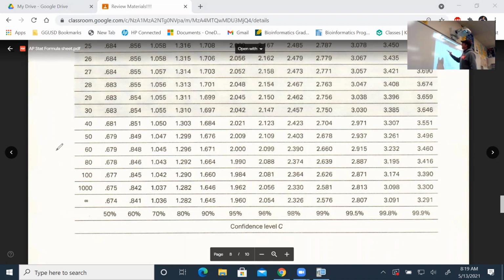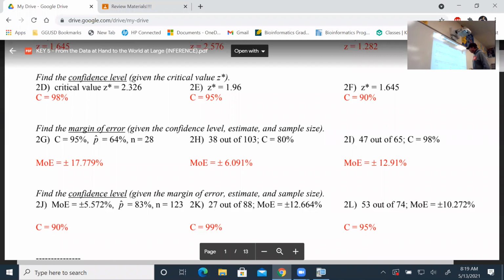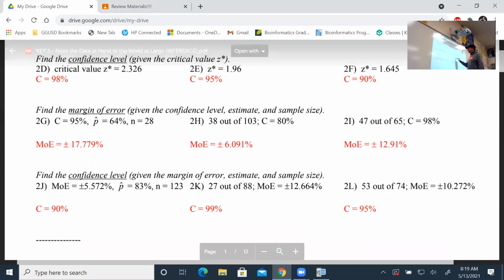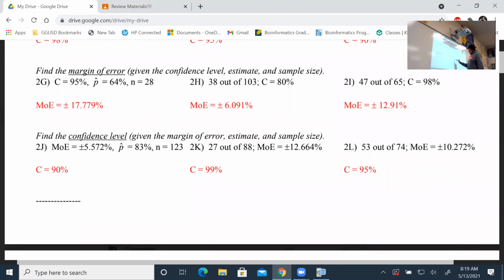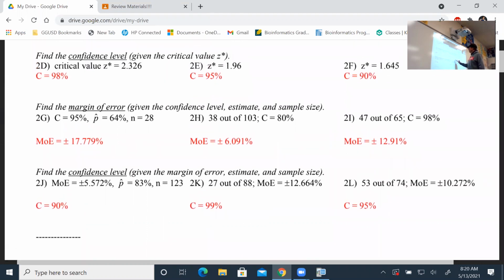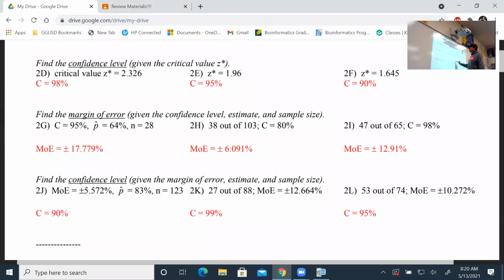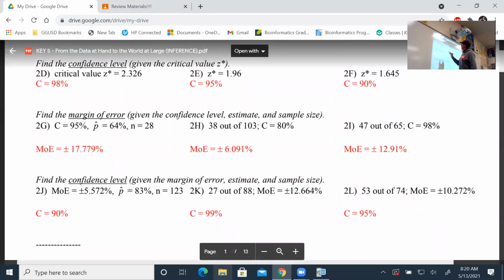I'm walking you through how to find some things here. Now, the next one is find the confidence level given the margin of error. Okay, I'm sorry, we did that already. Okay, here we go. Find the margin of error. Sorry about that, I lost track of my spot here. Find the margin of error given the confidence level, estimate, and sample size.